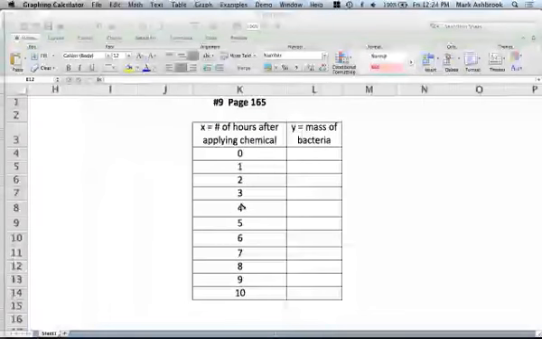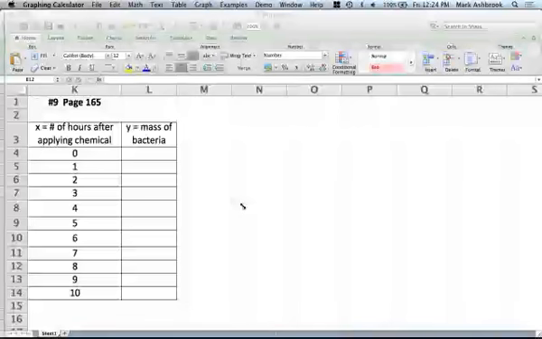So, Michelle asked a good question. Look at number 9 on page 165. This is different, and this gets trickier now. This gets trickier.